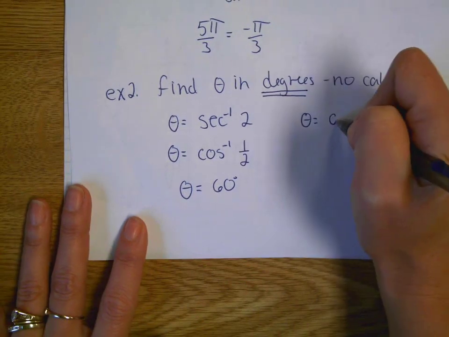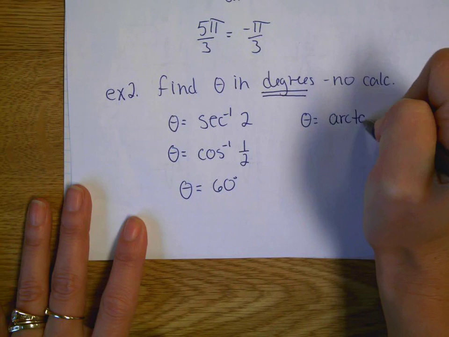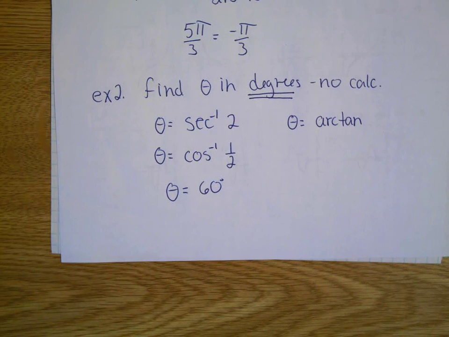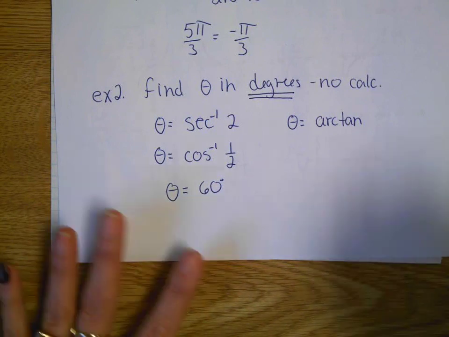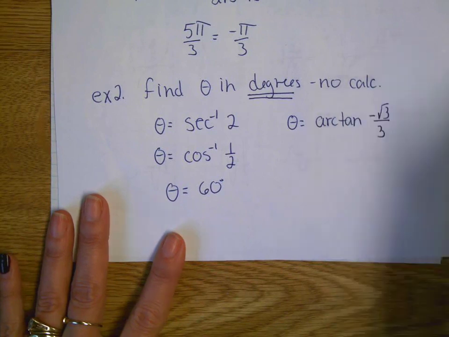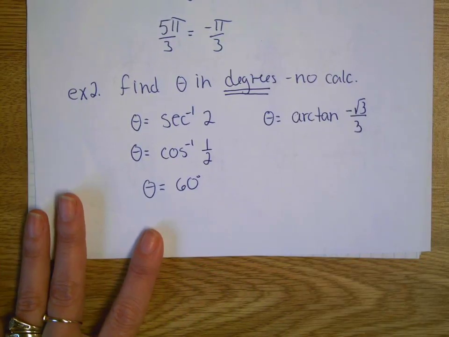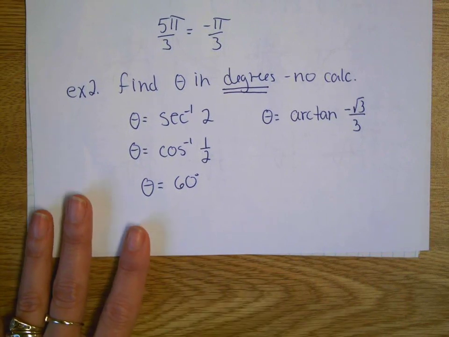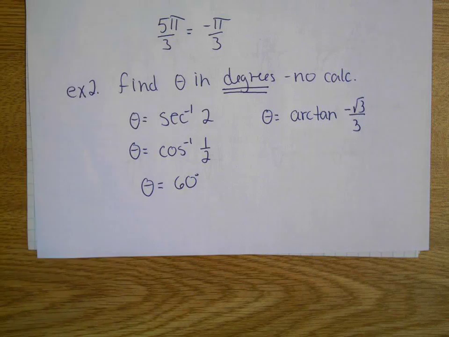Let's go arctan of negative square root of 3 over 3. Oh, tangent. Sorry, I picked the wrong one. Oh, no, that'll work. That'll be good. That's still good, negative. So what two quadrants are we looking at? 1 and 4.